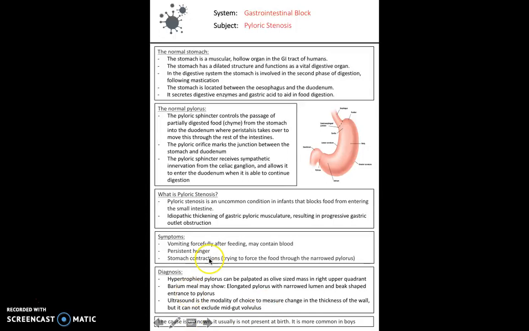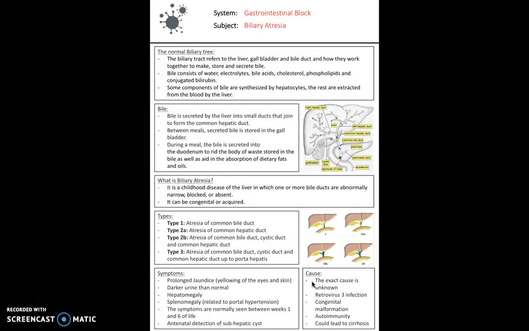So we can diagnose this. A barium meal is a good way to show a pyloric stenosis, but also it may be palpated as an olive-sized mass in the right upper quadrant of the abdomen. The cause is usually unknown, but it is more common in boys.